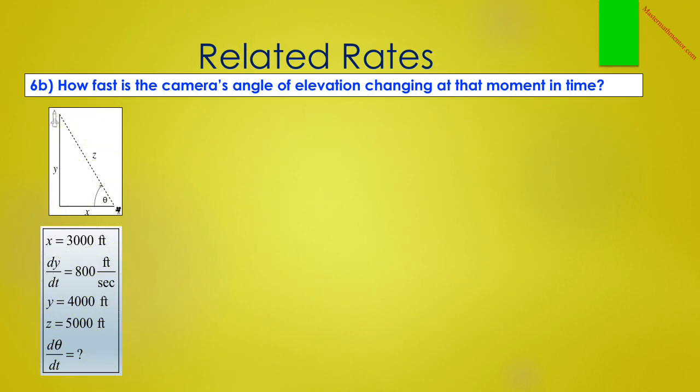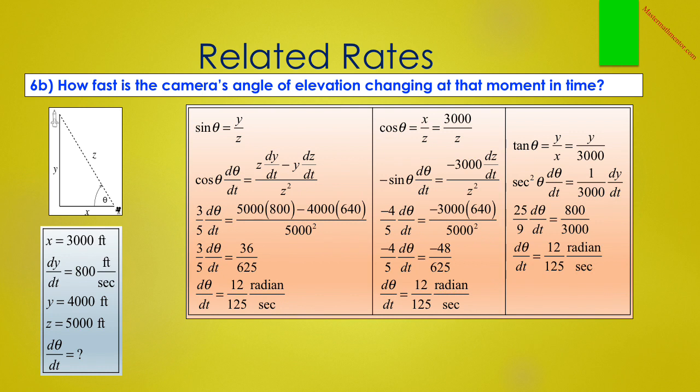In 6b, we're asked how fast the camera's angle of elevation is changing at that same moment in time. I include the picture and the variable table, adding in the fact that z is 5,000 feet. We are interested in d theta/dt. When asked for d theta/dt in a right triangle, to solve for it, we usually will use a trig function. The easiest ones to use are sine theta, cosine theta, tangent theta. But it isn't clear which one we should use. Let's do all of them.